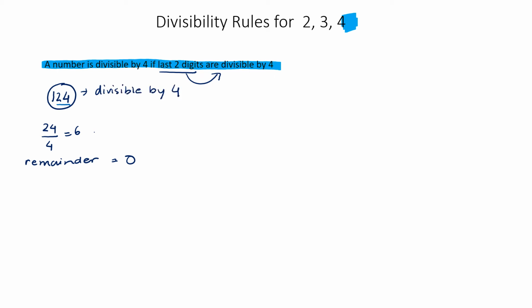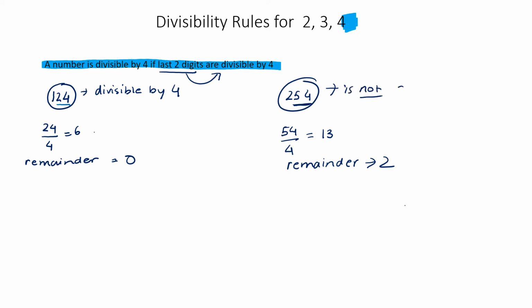But if I take another example, let's say 254. So once again, we have to check the last two digits, whether they're divisible by 4 or not. So 54 divided by 4 gives us a quotient of 13, but it gives us a remainder of 2. So that proves that 254 is not divisible by 4.